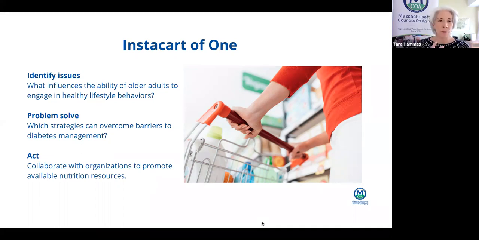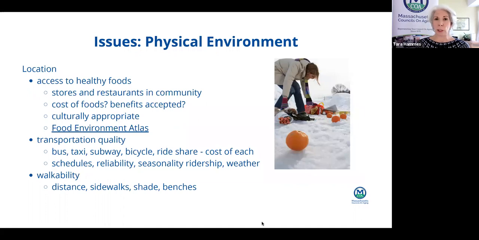Let's start first with identifying the issues. What influences the ability of older adults to engage in healthy lifestyle behaviors? Again, we're going to look at a couple of the social determinants of health. The first one specifically is the physical environment, and the subset that I want to look at is the location. What is someone's access to healthy foods? What are the stores and the restaurants in one's community? The stores are more often small corner stores located close to public housing units.